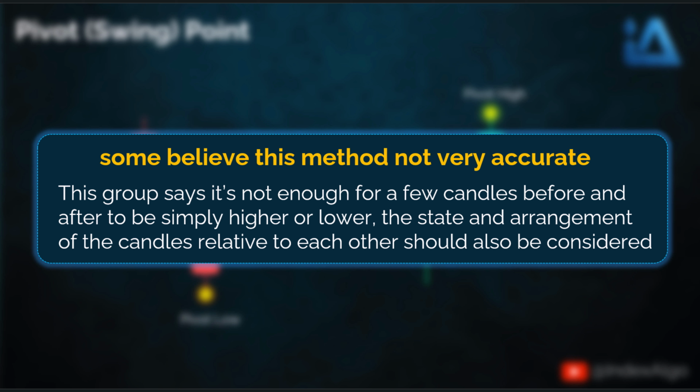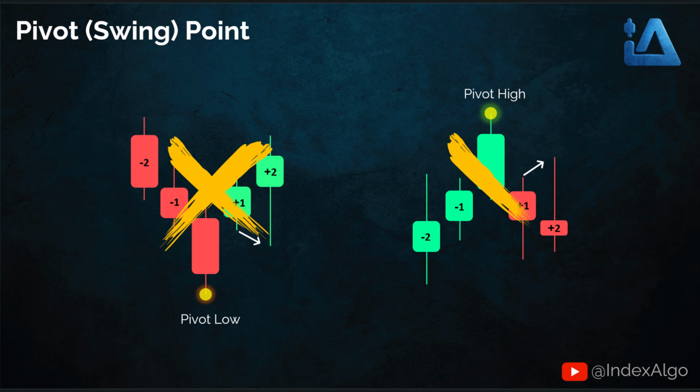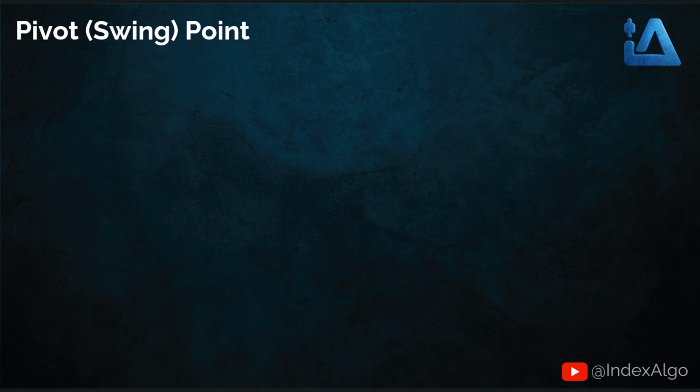This group says that to make it more accurate, it's not enough to just have a few candles before and after be higher or lower. The way those candles are arranged also matters. For example, here they say that because the low of the second candle is lower than the low of the first candle, we can't consider this point a pivot low. Or in this one, because the high of the second candle is higher than the high of the first candle, this can't be a pivot high either.